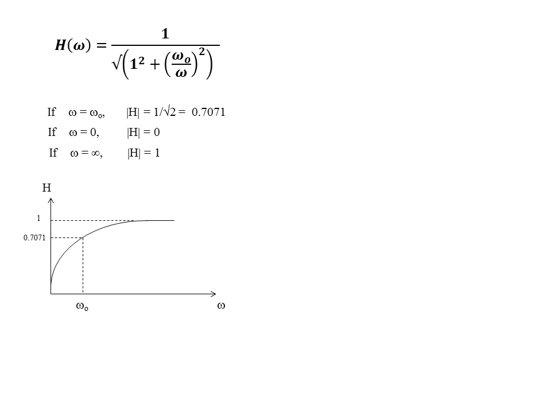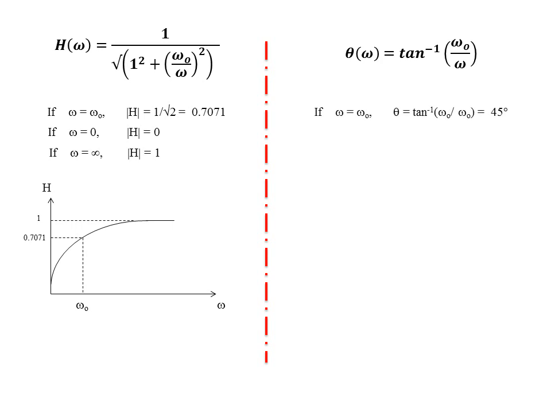It starts from 0 and ends at 1. At omega naught, the value is 0.7071. Now let's look at the phase plot. Theta is equal to arctangent of omega naught over omega. And if we put in some values, let's say omega equals omega naught, our theta will become arctangent of 1. That makes it 45 degrees.